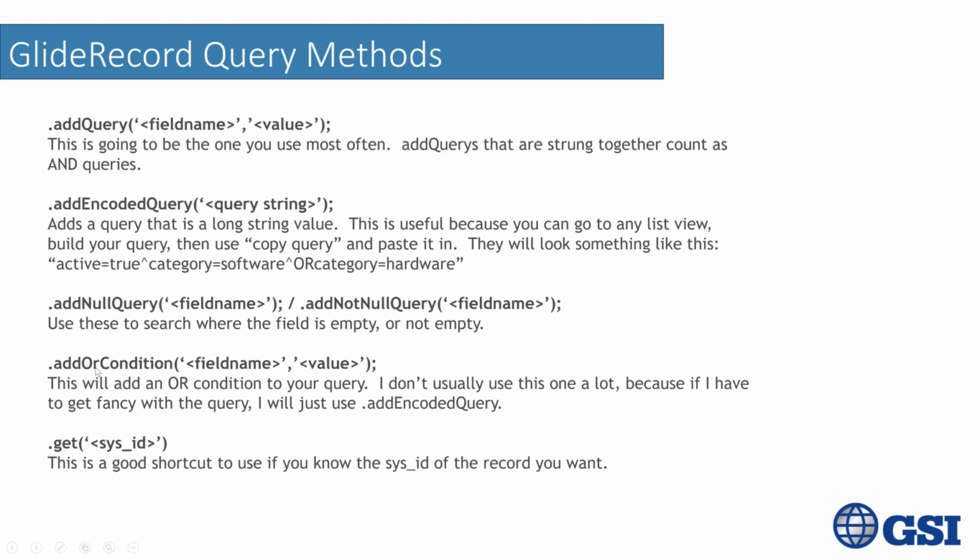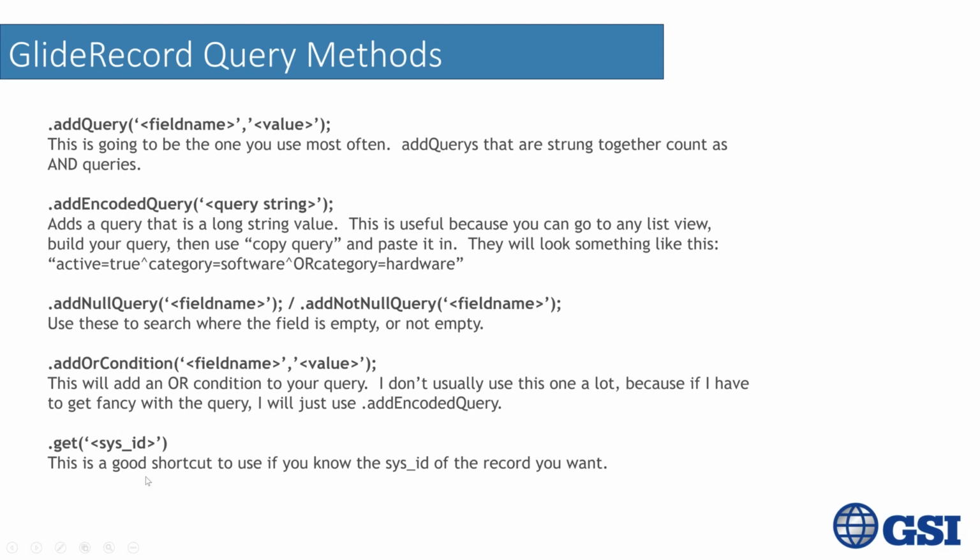And then you have a .addOrCondition. So you could have a .addQuery this and then .addOrCondition, field name value. So there would be this field name value or this field name value. But I have this in here, though I actually don't generally use this. Whenever I'm going to ORs or THENs or whatever, I'm going to do this addEncodedQuery just as a shortcut. And then there's .get.